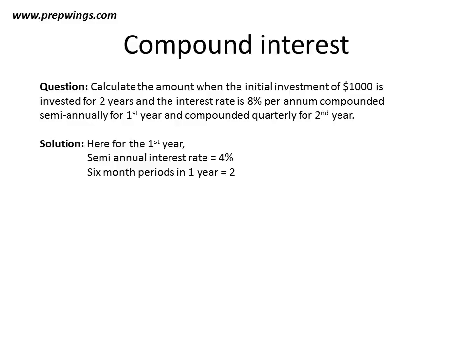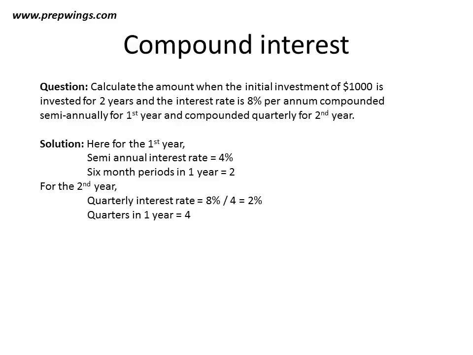So for the first year, the semi-annual interest rate will be 4% because the annual interest rate is 8%. In 1 year, this compounding will take place twice because there are 2 six-month periods in 1 year. Now if we come to the second year, if the annual interest rate is 8%, the quarterly interest rate will be 8% by 4, which is 2%. And the number of quarters in 1 year is 4, because 1 year has 4 quarters.